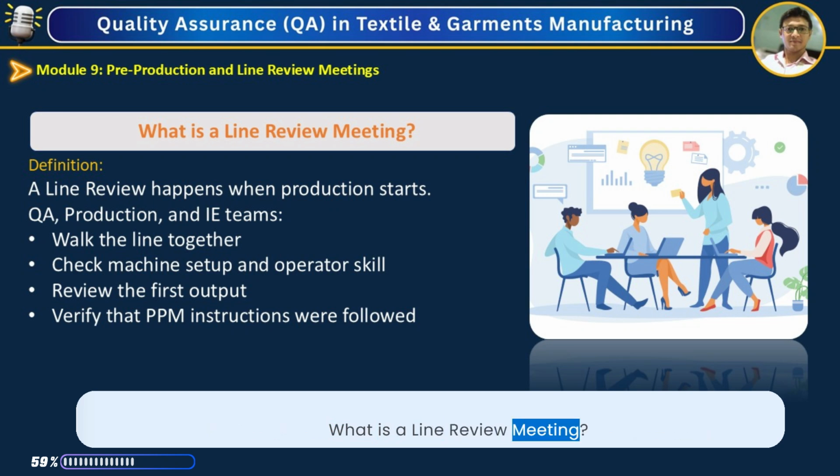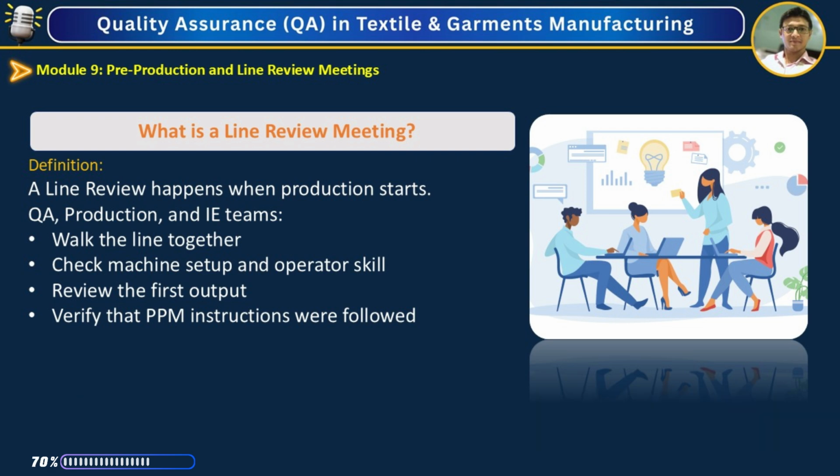What is a line review meeting? This is like a health check at the start of bulk production. It ensures everything is ready and working correctly. Definition: a line review happens when production starts. QA, production, and IE teams walk the line together. Check machine setup and operator skill. Review the first output. Verify that PPM instructions were followed.